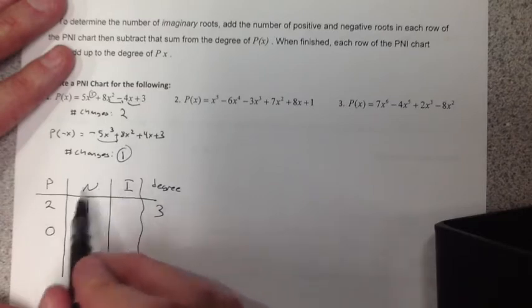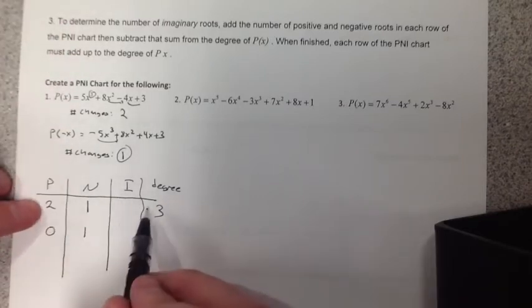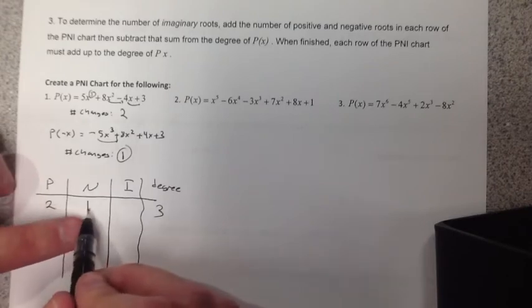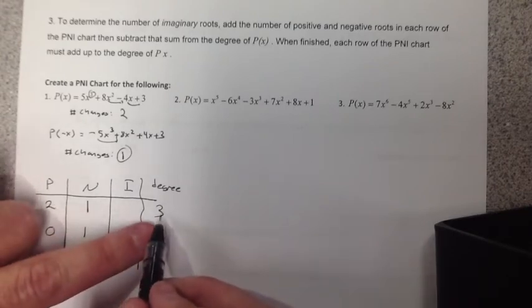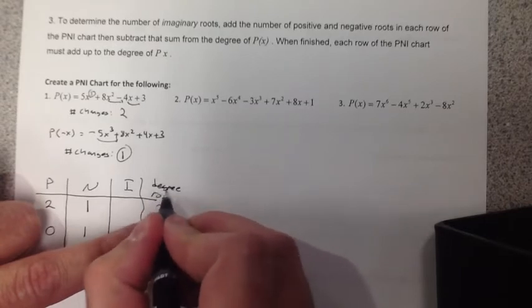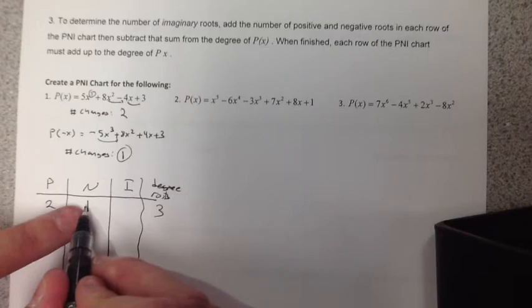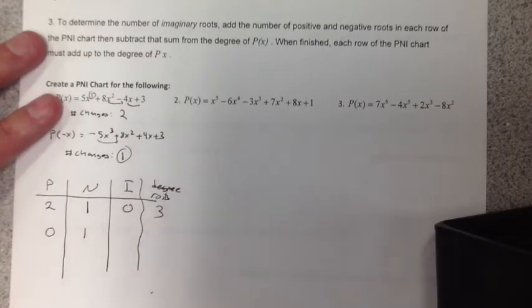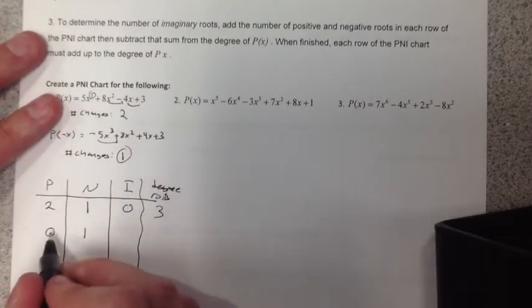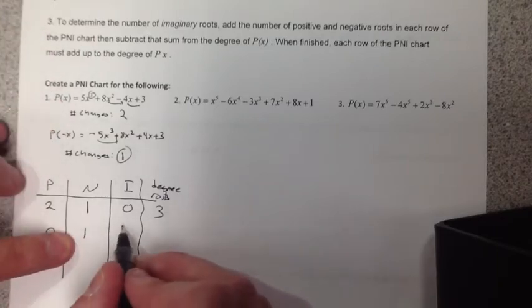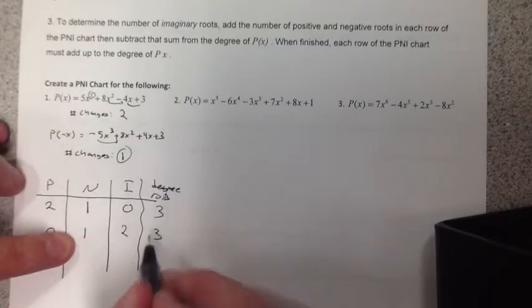Next, I find out how many imaginaries. Now, the degree always has to be 3. So I have 2 positive, 1 negative. It has to be 3 roots. I have 2 positive, 1 negative. That means there can't be any imaginary. Now, but what if we had the 0 positive? That means we'd have 1 negative, and there'd have to be 2 imaginary. So again, it's going to add up to be 3.